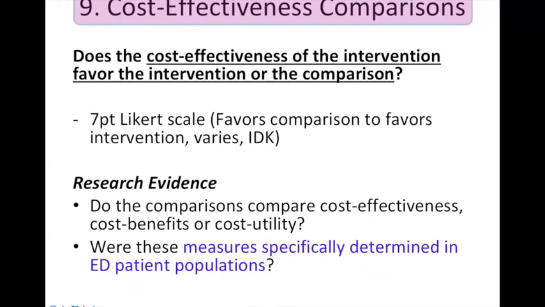Extra questions might be, do the comparisons compare cost effectiveness, cost benefits, or cost utility? These are formal economic evaluation methodologies that are pretty much completely lacking, to my knowledge, in emergency medicine. But this is what economists do well, and they measure different things and they mean different things to the audiences. So it does behoove having an understanding of such if it's available. And then finally, were these measures actually determined in ED patient populations, or are they being extrapolated or adapted from other information sources and imputed on what ED populations might prefer?